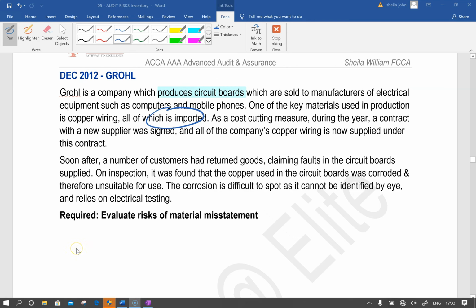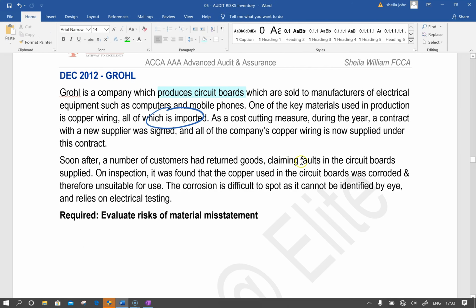So, what item are we dealing with here? We're dealing with faulty circuit boards. Remember, the question tells you that these circuit boards were returned, and that means these circuit boards would be in the warehouse probably at the year end and included as part of the good inventory. So what do you think is the accounting treatment for faulty circuit boards? Do you think we'll be able to resell it?